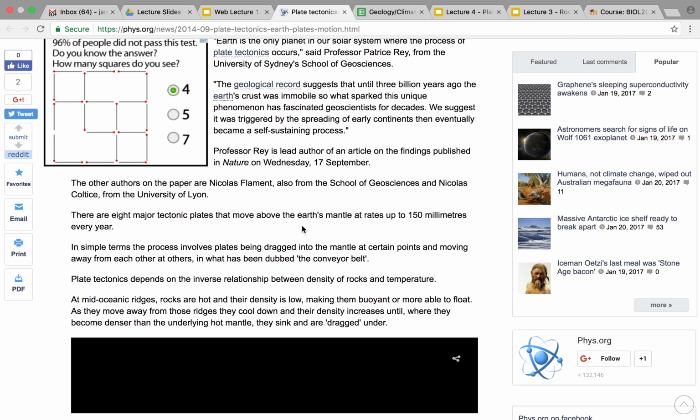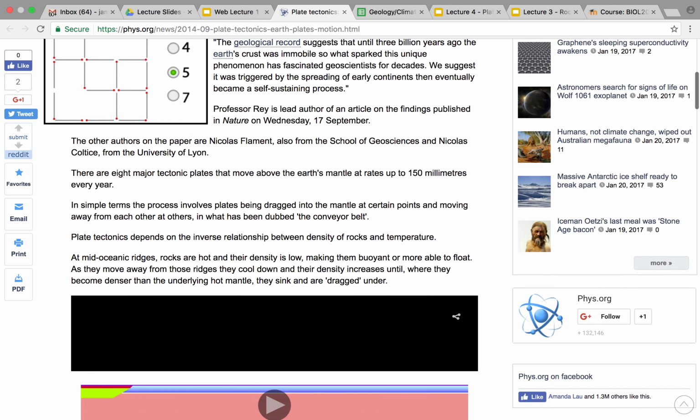Okay, so just a few things to pay attention to in this article. Until 3 billion years ago, the Earth's crust was immobile. So what sparked plate tectonics? They suggest it was triggered by the spreading of early continents. So this eventually became self-sustaining.